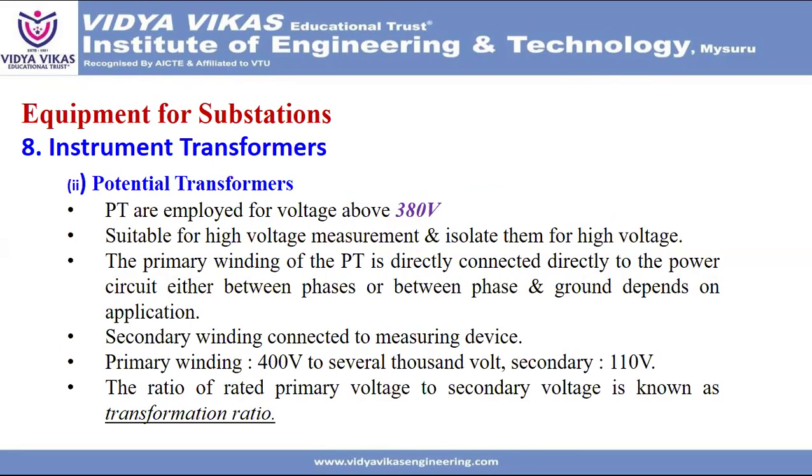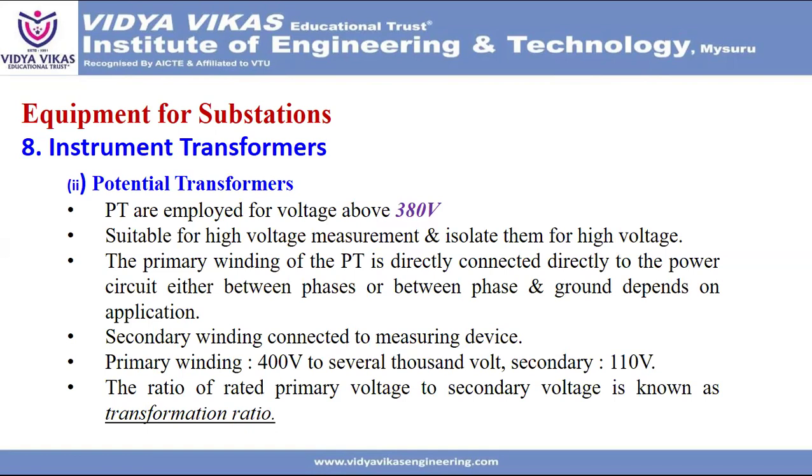And then let's dive into the concept of PT. PTs are employed for voltage above 380 volts, suitable for high voltage measurement and isolating them from high voltage. The primary winding of the PT is connected directly to the power circuit, either between phase and phase or between phase and ground, depending upon the application. The secondary winding is connected to the measuring device.